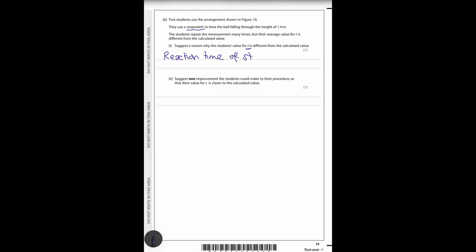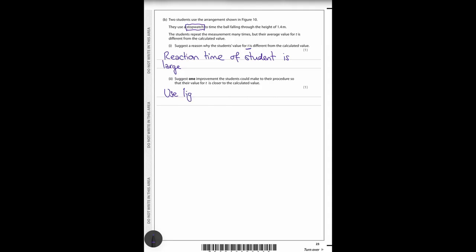I can just say, oh, the student's reaction time is large. And I can put compared to the time that it takes to fall or something like that. But as long as I'm using that key term, their reaction time, okay, I'll explain a little bit. But I'm pretty happy that I've got the mark just by saying that. Suggest one improvement so that their value for t is closer to the calculated value. Again, this is a question I'm looking for because whenever they're saying using a stopwatch, I already know the thing that I'm going to do to improve it. So I'm just going to make sure that I'm using light gates instead.